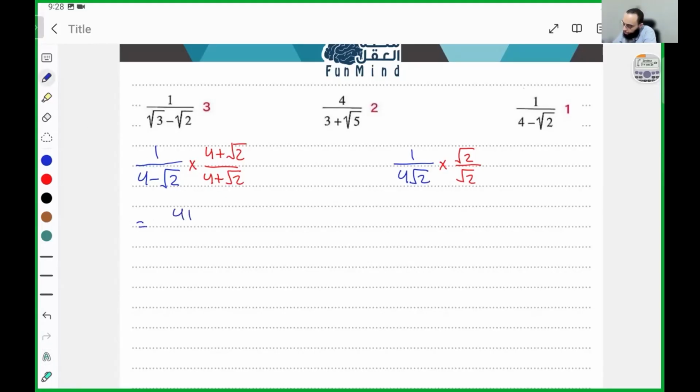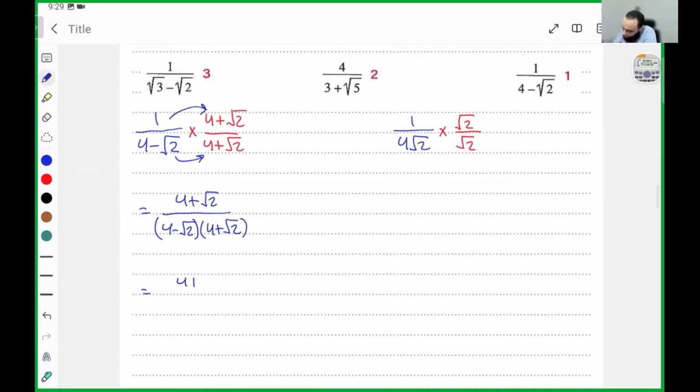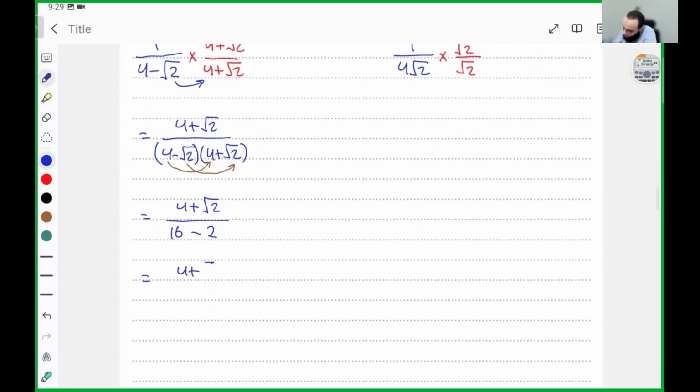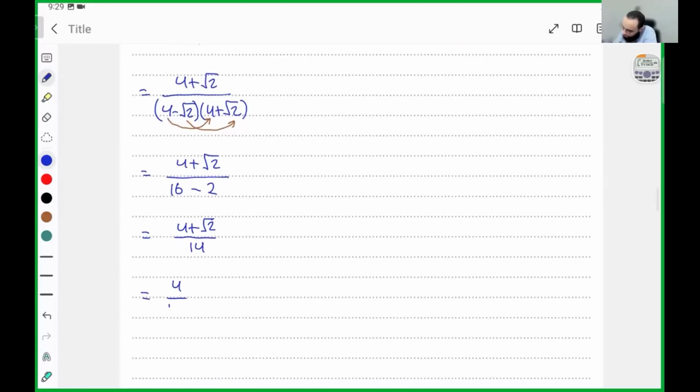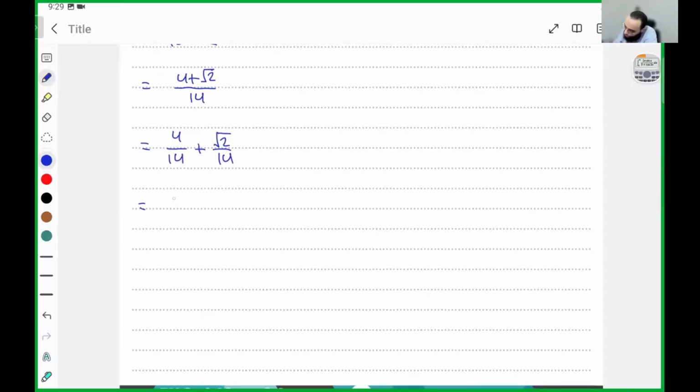So right now it's 4 plus root 2 times 1. And here it's 4 minus root 2 times 4 plus root 2. So up it's 4 plus root 2. Down, first times first and second times second, because they are a difference of two squares. 4 times 4, 16, minus root 2 times root 2, 2. Then the answer is (4 plus root 2) over 14. Also, you can write it as the following: 4 over 14 plus root 2 over 14. Both are correct. And this you can simplify and divide by 2, 2 over 7.